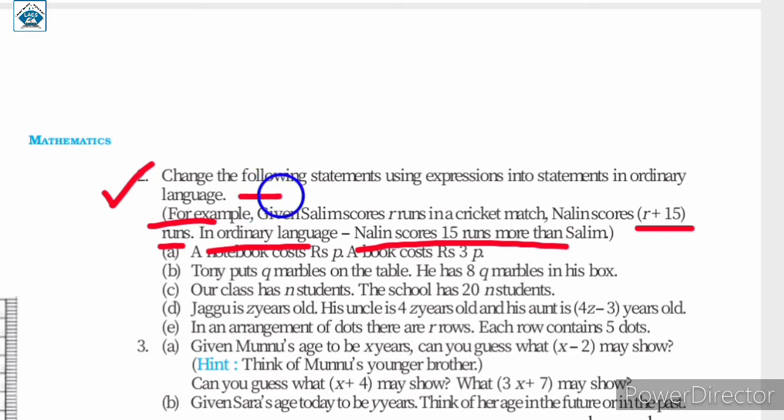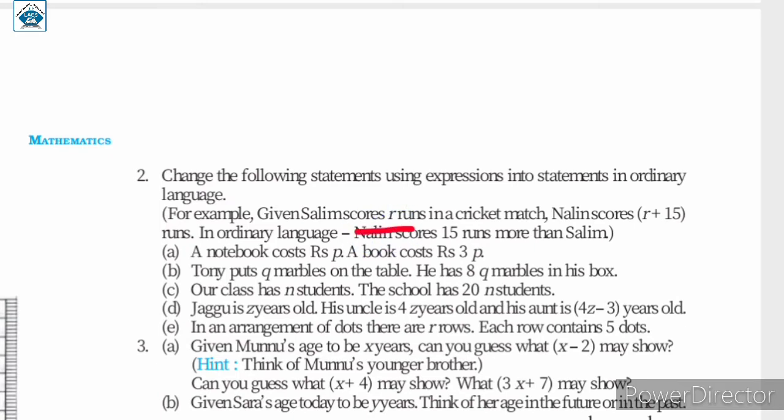So we need to change the given statements using expressions into statements in ordinary language. यानी कि अगर हमें R runs given है जो सलीम ने स्कोर किया है and we are given in terms of R the score scored by Nalin, then it is R plus 15. So what does this mean? कि 15 रन्स ज़्यादा स्कोर किए हैं नलीन ने. So in ordinary language we will write Nalin scores 15 runs more than Salim. This is an example that is given to us.